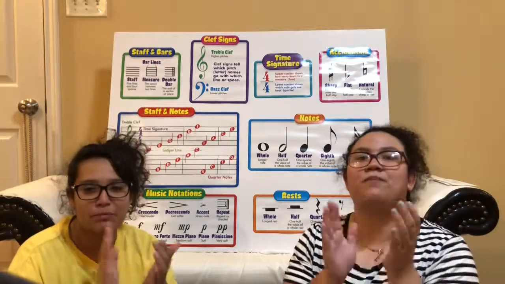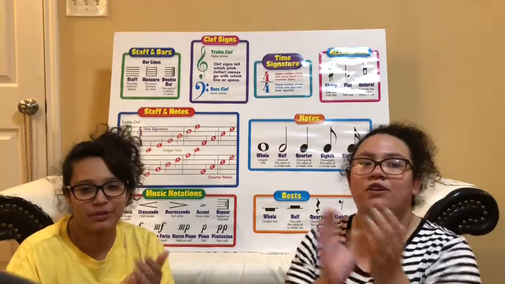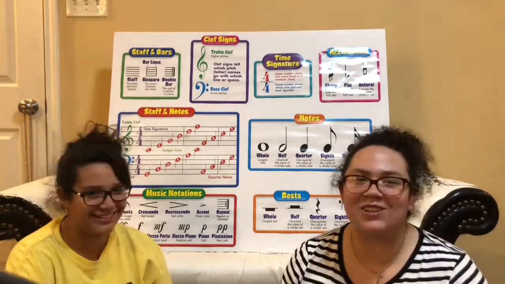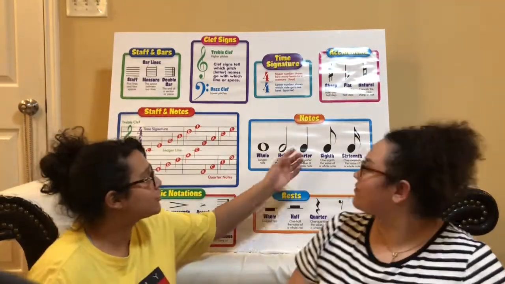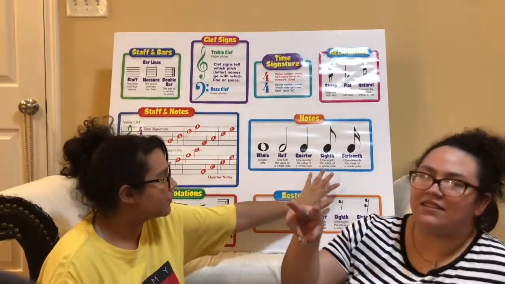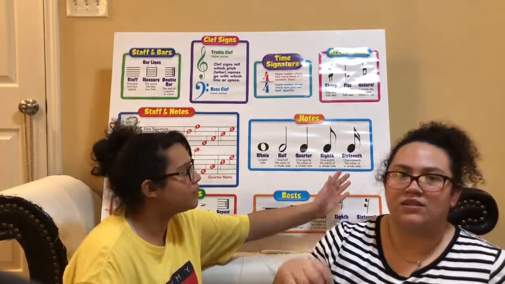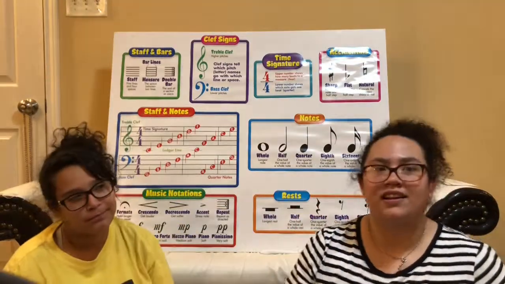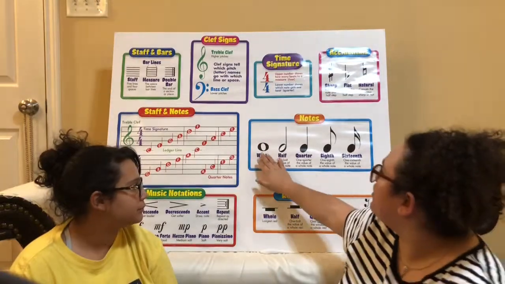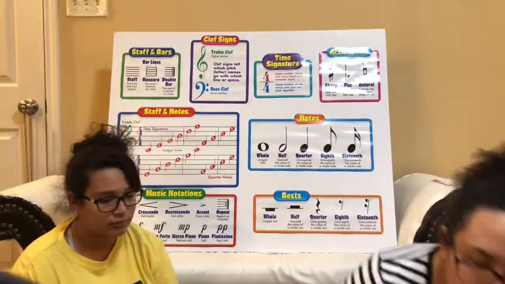Dr. Pepper, Dr. Pepper, Coke. So just remember that. Coke is the quarter note. Pepsi is the 8th note, and Dr. Pepper is the 16th notes. All right. So those are going to be the notes that we're going to be playing throughout the music.